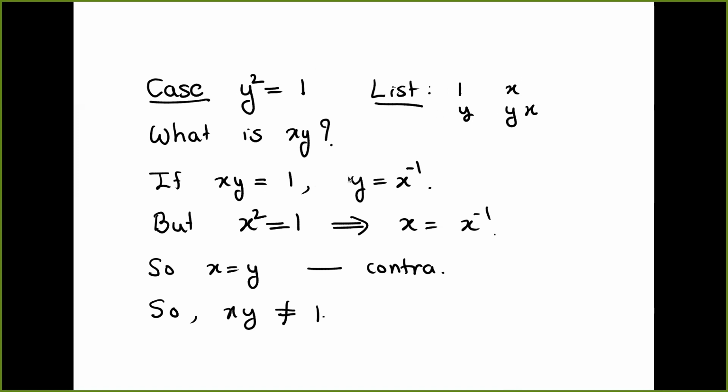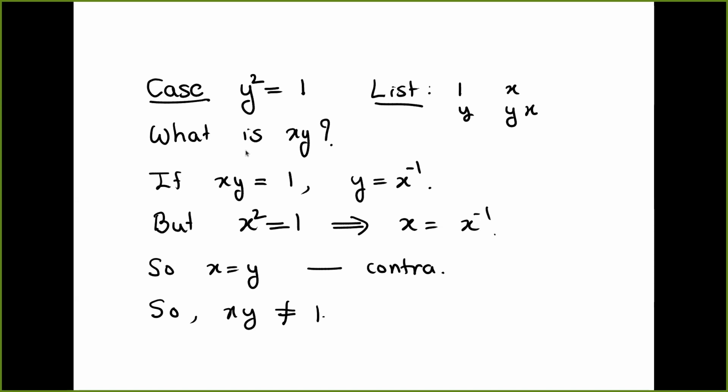If xy is equal to 1, then y is equal to x inverse, but x squared is already equal to 1, so x is equal to x inverse, so x is equal to y, which is a contradiction. So xy cannot be equal to 1. So why am I calculating xy, by the way? Because I've got these four elements. I know how to multiply y and x in a particular order, right? y times x is yx. So it's natural to ask what is xy. We have seen such calculations earlier.